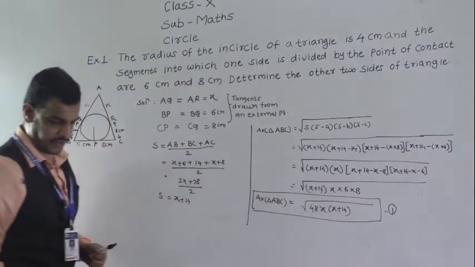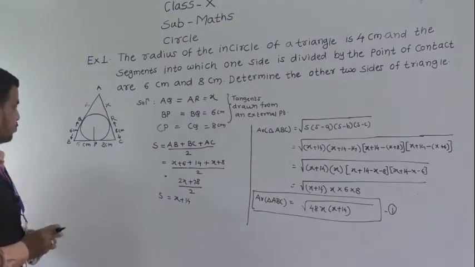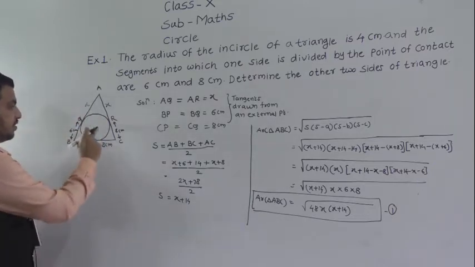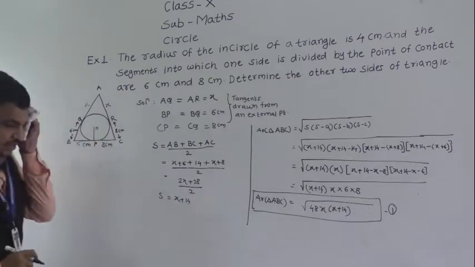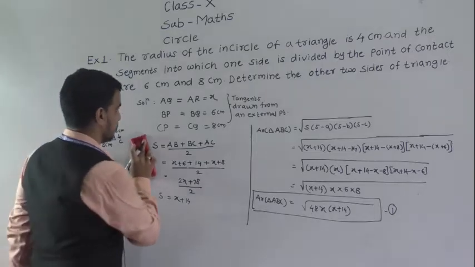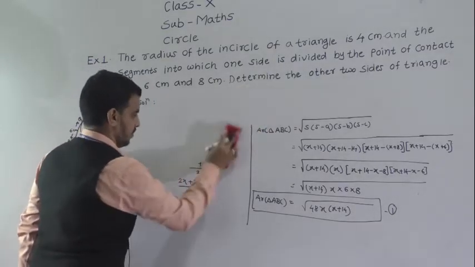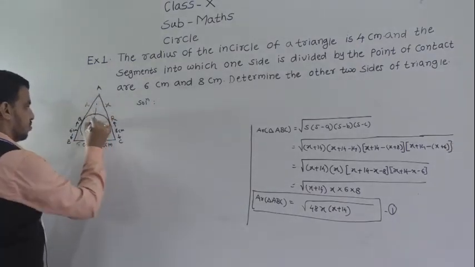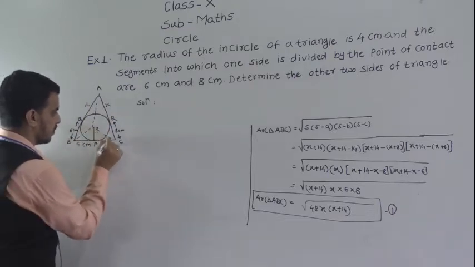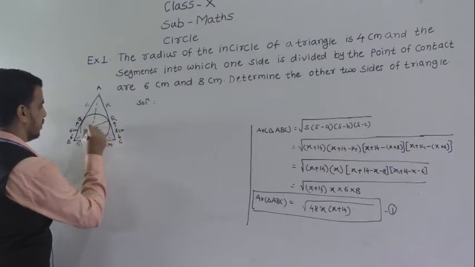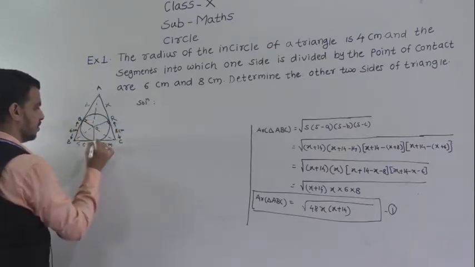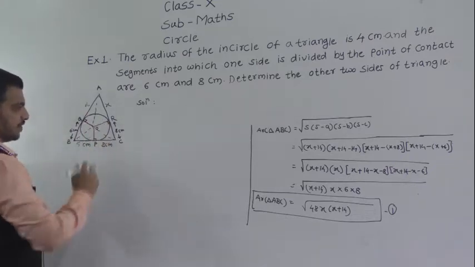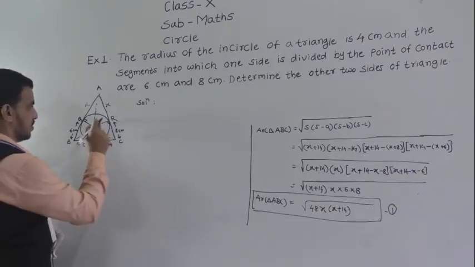Now we will find the area of triangle ABC by joining all these points. Suppose this center is O, so we join OA, OB, OC, and OQ and OR. Now I am rubbing this. If we join OA, OB, OC, and OR and OQ, these are perpendicular to the sides, because OR, OQ and OP are radii, and the angle between the radius and the tangent is 90 degrees. So these all are radii.